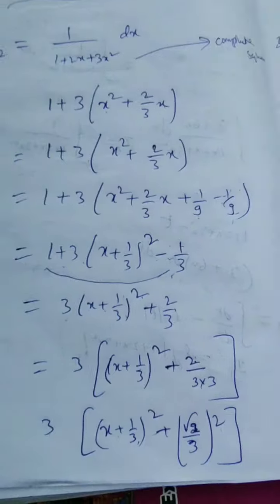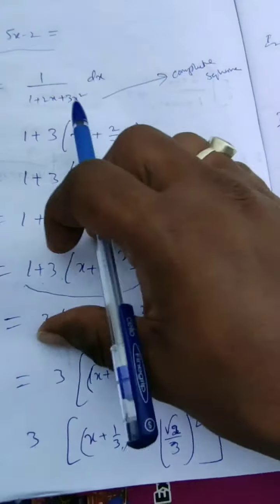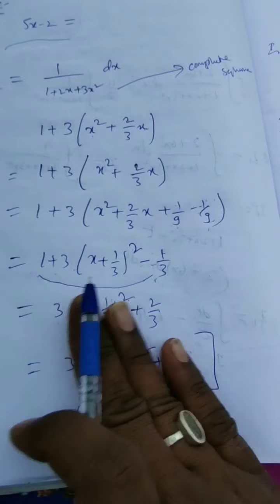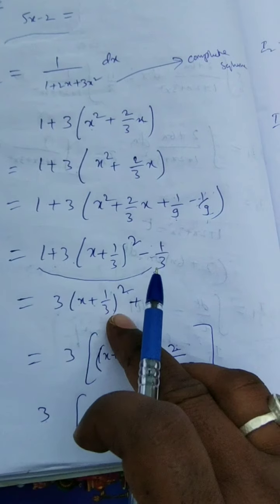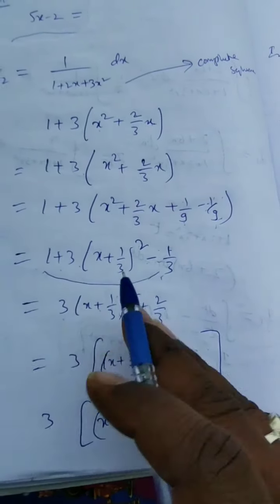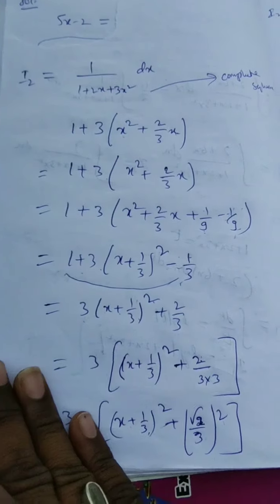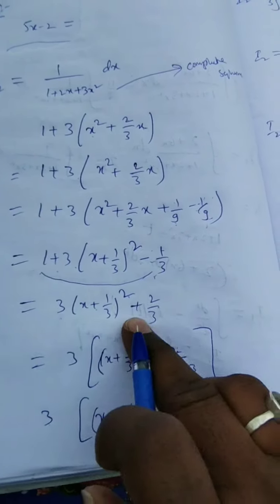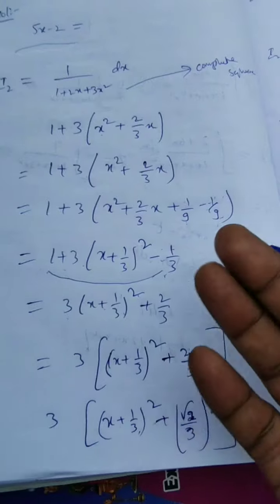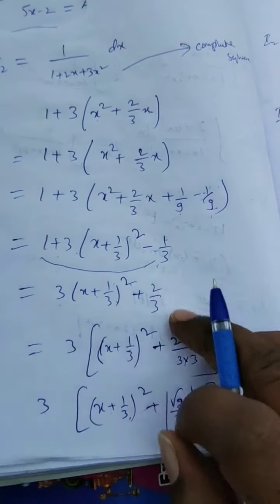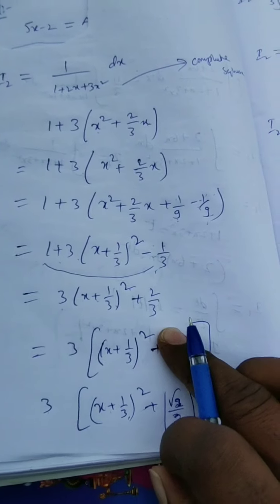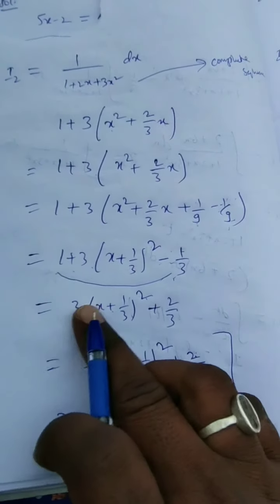So I have to remove this 3. To remove this 3, I take 3 common, or I divide by 3. You do anything, whatever it may be. So you take 3 common. When I divide by 3, I should multiply by 3. You do that also, it works. So you can multiply and divide by 3, so that only this will remain. Or simply we can say I take 3 common.